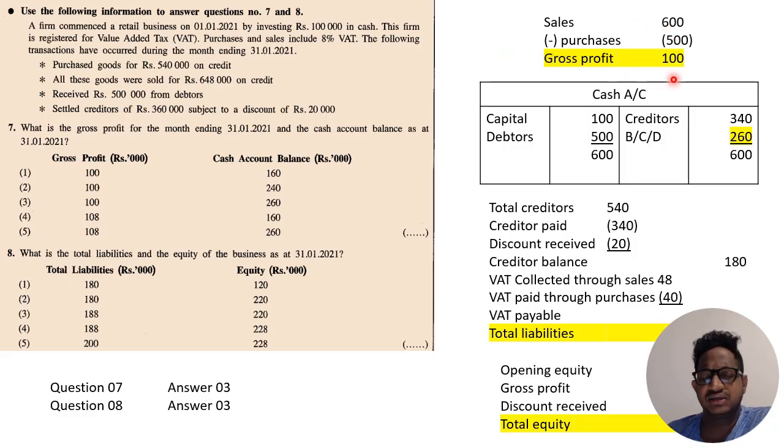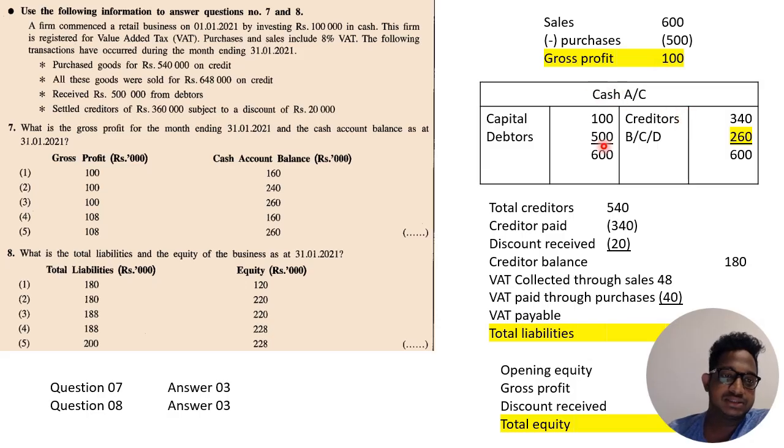How do you exclude the VAT? 540 is equal to 108%. 100 is the amount, 8% is the VAT, so 100 plus 8, 108%. So 540 divided by 108 and into 100. 648 divided by 108 and into 100. That's how you get the sales and purchases here, and then the gross profit should be 100.